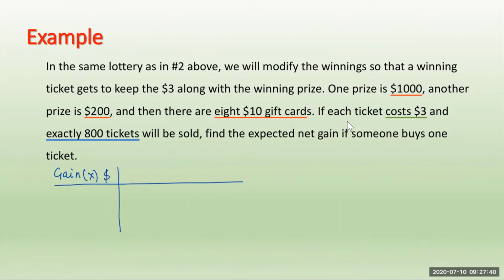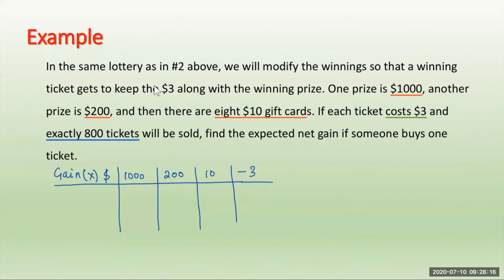If you look at the first one, if somebody is getting $1,000, they are gaining $1,000 because they will get that ticket price back. So it will be 1,000. The second one is if they get $200, that is their gain because they will get their $3 back. If they win a $10 gift card, their gain is $10 because they are getting their price back. But everybody else, they are losing $3. So that is -3. That is the gain.